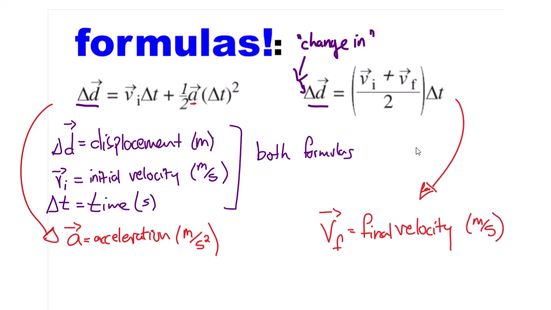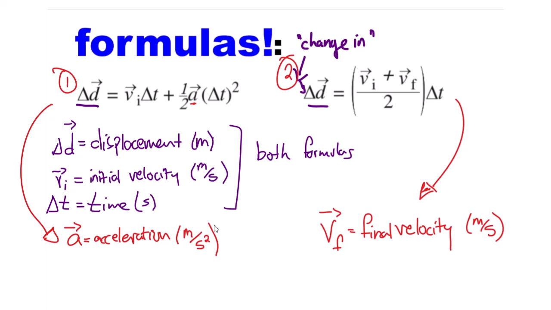So I'm going to have to make some decisions about when I want to use formula number 1 and when I want to use formula number 2. But one of the things that's going to help me make that decision is whether or not I know the final velocity or do I know the acceleration.